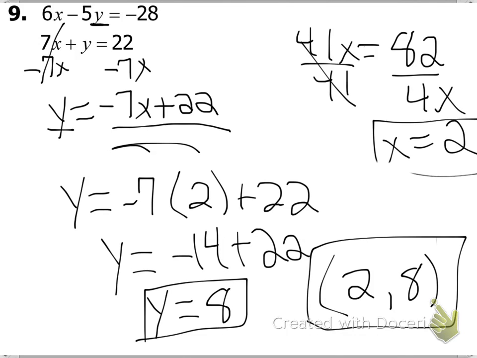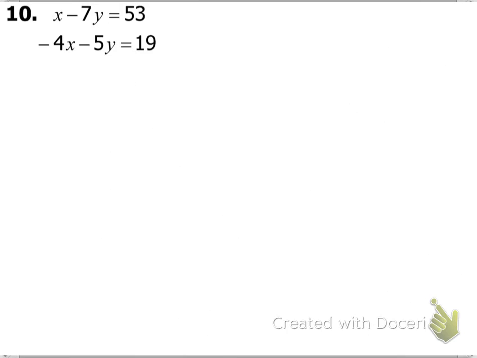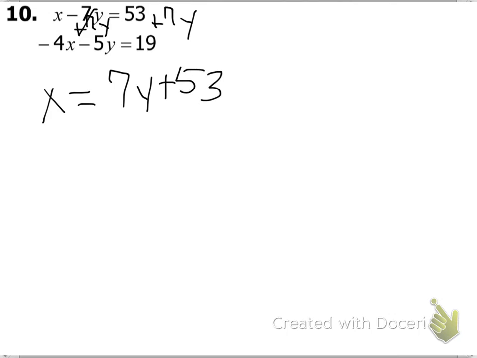Do we just have 10, 11, and 12 left? Okay. 10. Which equation am I solving for which variable? X. Which equation? The top one. Top one, very good. X doesn't have a coefficient besides 1, does it? So once again, I'm just going to have one step to get that variable by itself. So what's that one step? Add 7y to both sides. So we get x equals 7y plus 53.